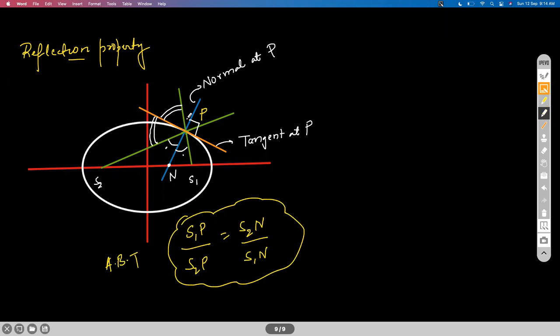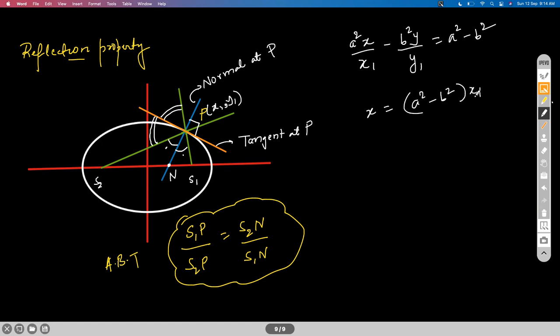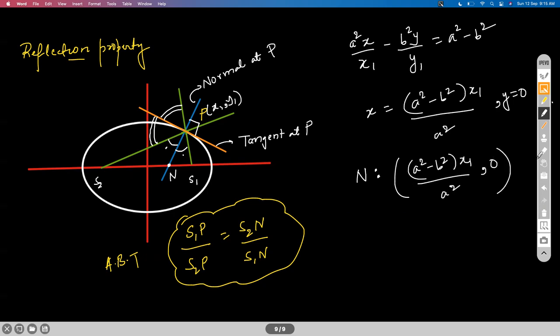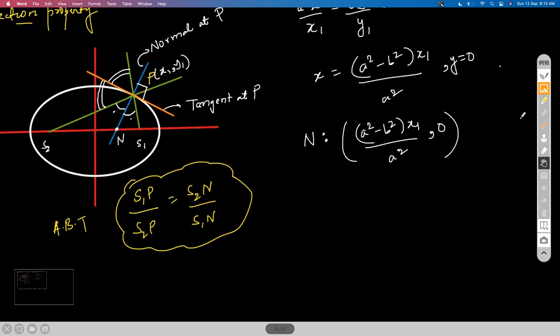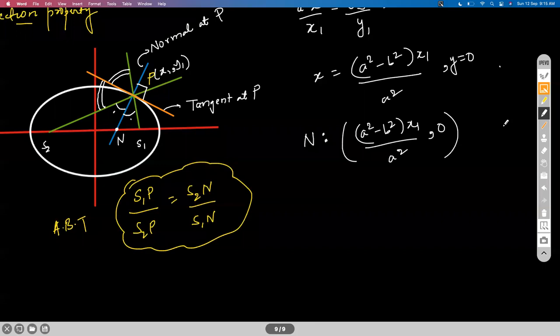Now let us talk about, first of all, the equation of a normal drawn at x1, y1. Let's say our point P is x1, y1. What is the equation of the normal that we have learned? I hope everybody remembers the equation of the normal drawn to a point x1, y1. Hope you are practicing all the DPPs sent to you. So for getting N, you put your y as 0, right? When you put y as 0, your x becomes (a square minus b square) x1 by a square. So your N coordinate is (a square minus b square) x1 by a square comma 0, correct? Is it fine? Then what do you do next?